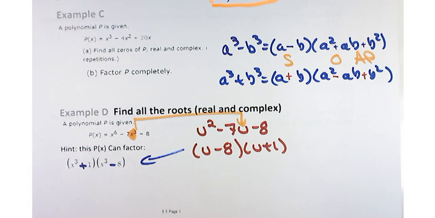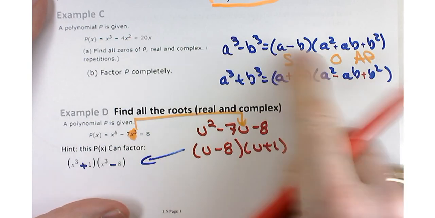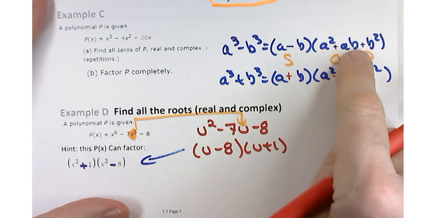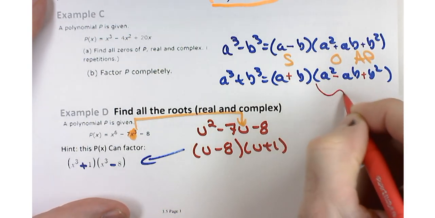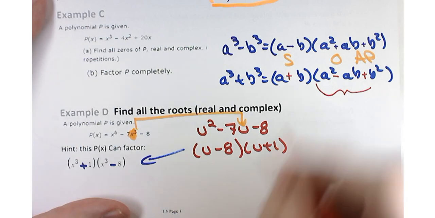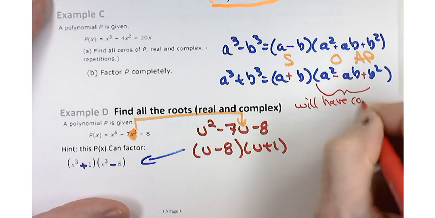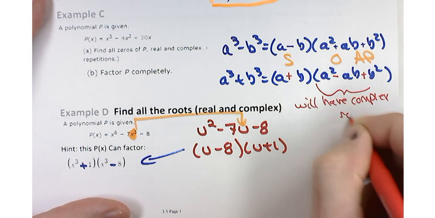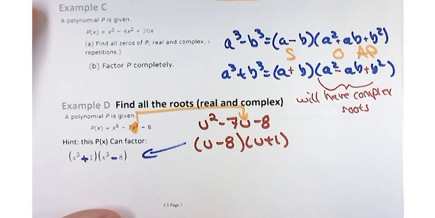Now, when you factor a binomial using this formula, you're going to get a binomial times a trinomial. This trinomial is always going to have complex roots. So I'll tell you that right now. This part should be pretty easy. That's just going to be a linear factor, won't be a problem. But this one, that one's going to be a pain.